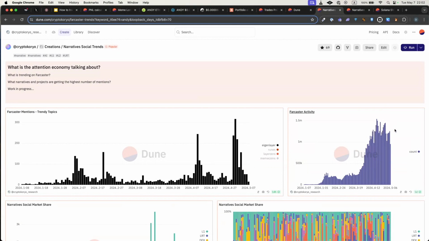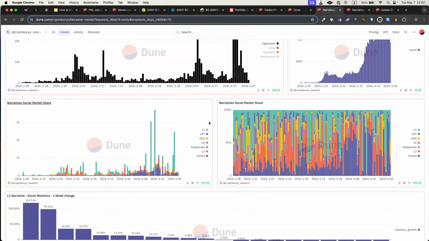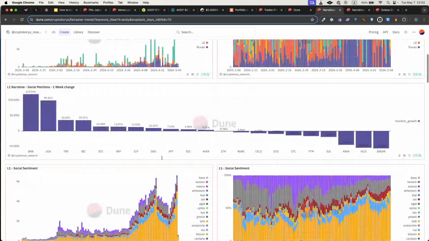So it's important to have both of these, and then you can see for different narratives, this is still a work in progress. I have to add memes, but you can see for different narratives how they are growing over time, and for example which tokens are getting more mentions, etc. But I want to focus on this section.